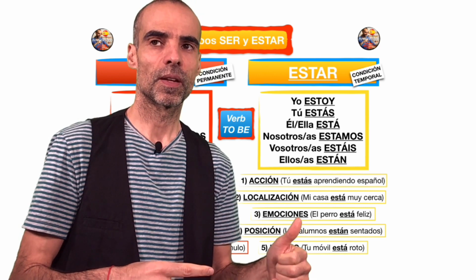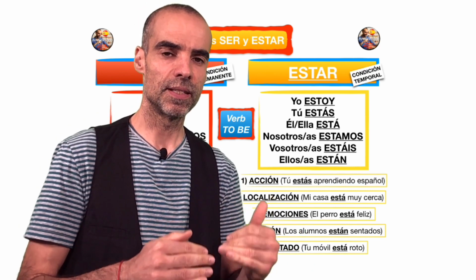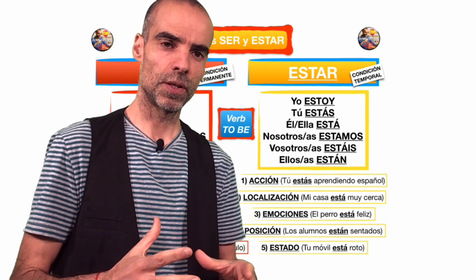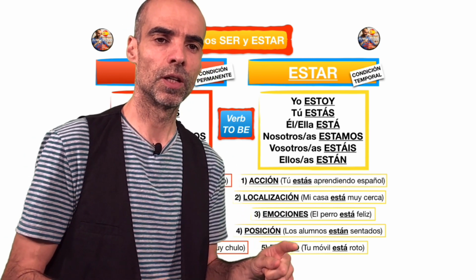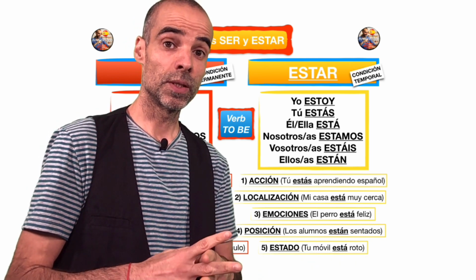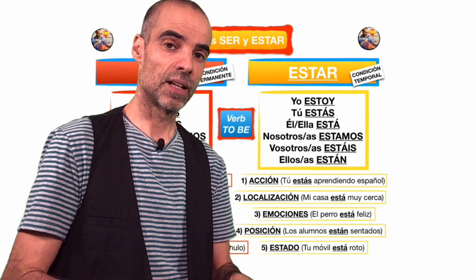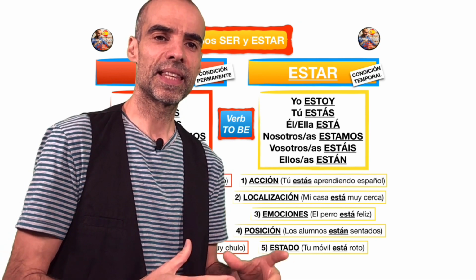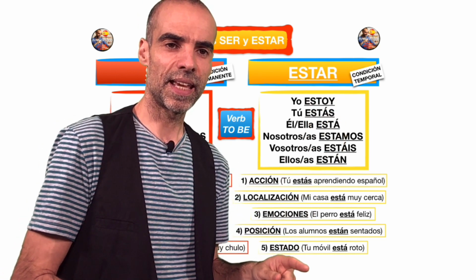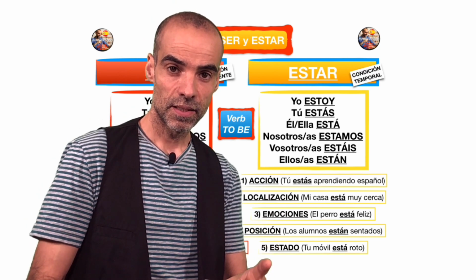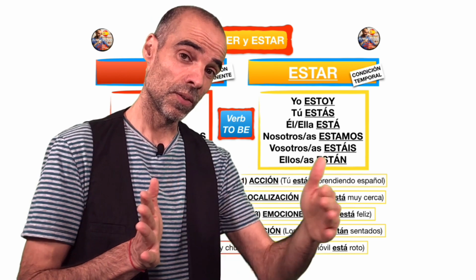Posición. If you are standing up, sitting down, running, the way you are. Posición, position. Los alumnos están sentados. The students are sitting down. Okay, the way they are. And number 5, state, which goes with temporary condition. State, something that is now. It's not like that all the time, but it's now.